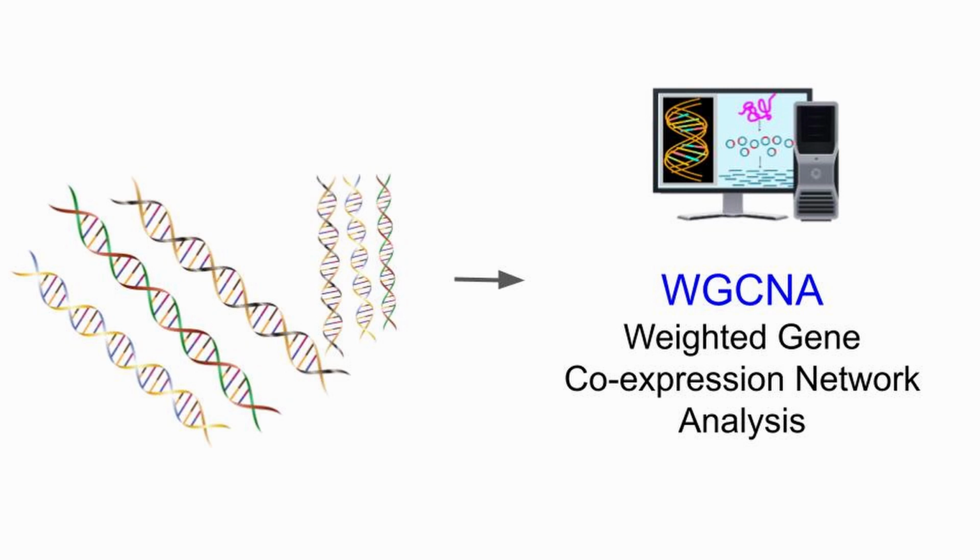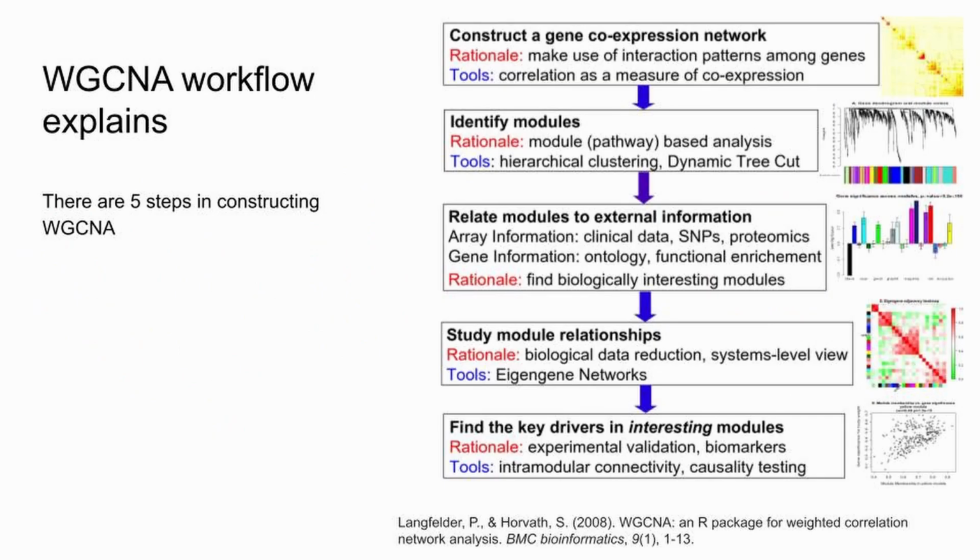I hope by far you understand what WGCNA is trying to do. And now, let's dive deeper into the workflow and algorithm of WGCNA. It involves a little bit of jargon, but it is not hard to understand. There are 5 steps in constructing WGCNA. First, construct a gene co-expression network. Second, identify modules. Third, relate modules to external traits. And the fourth and the fifth involve downstream analysis, which is to study module relationships and to find the key drivers in the modules of interest.